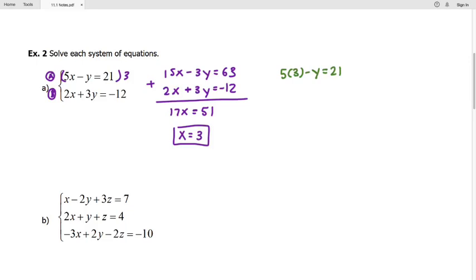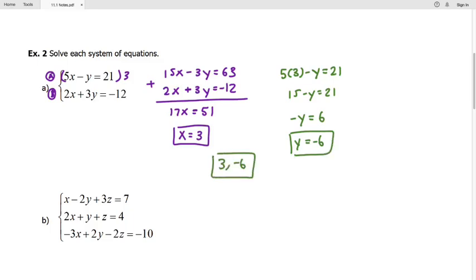I'm using equation A here. 15 minus y is equal to 21. Negative y is equal to 6, which means y is equal to negative 6. So the final solution here is the ordered pair (3, -6). You can always check your work by going back in and plugging 3 and negative 6 in for x and y, making sure that both equations are true, or you can use Desmos to check your answers graphically.